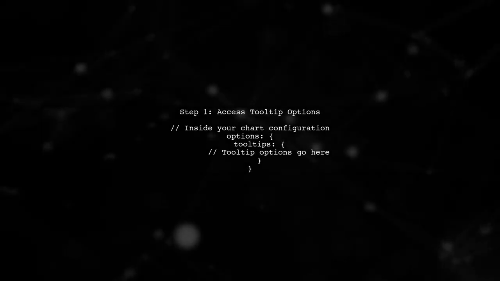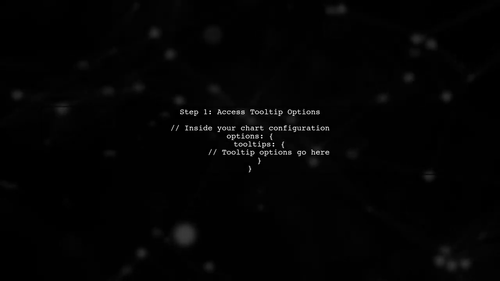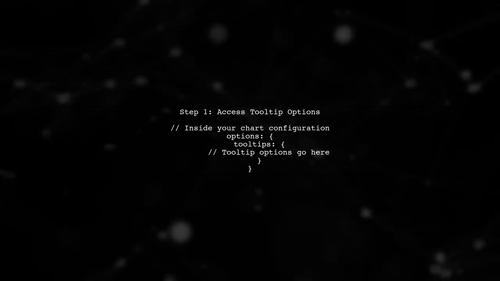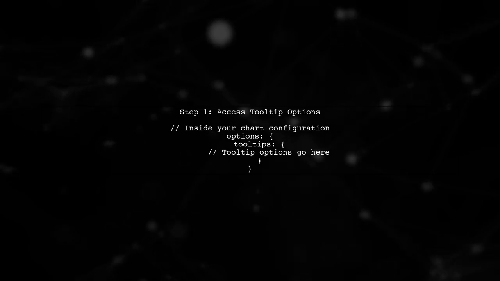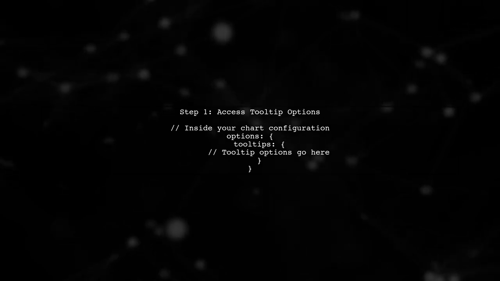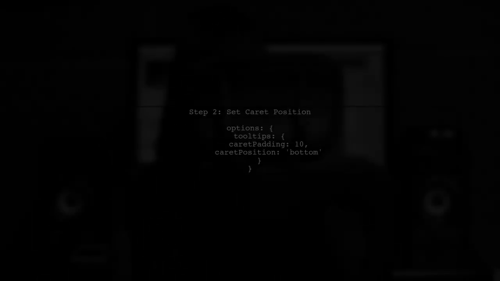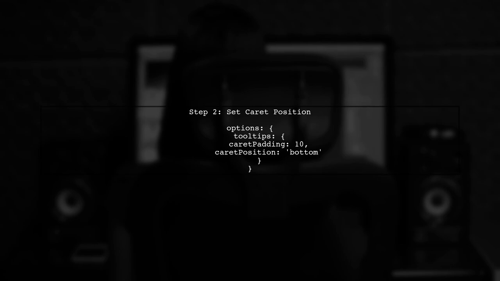To change the tooltip caret position in Chart.js, we need to customize the tooltip options. Let's start by accessing the tooltip configuration in your chart code. Next, we will set the caret position to the bottom. This can be done by adding the caret position property within the tooltip options.